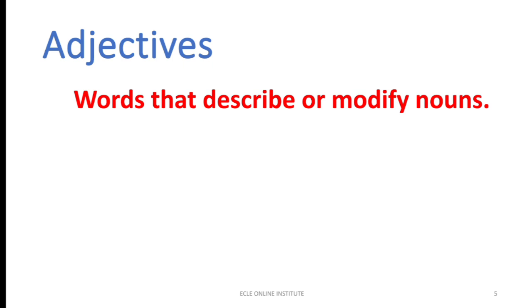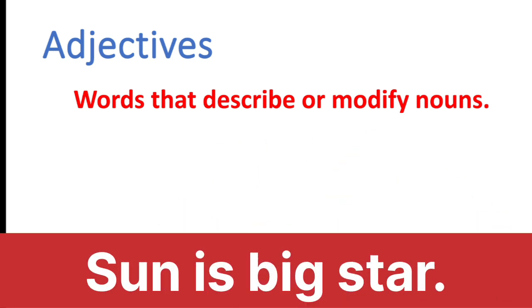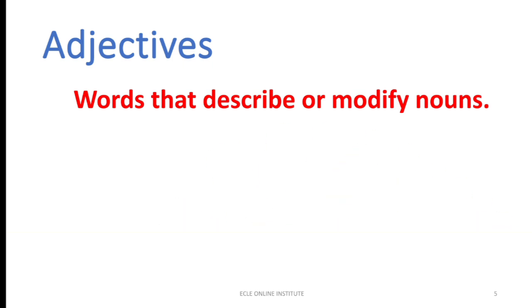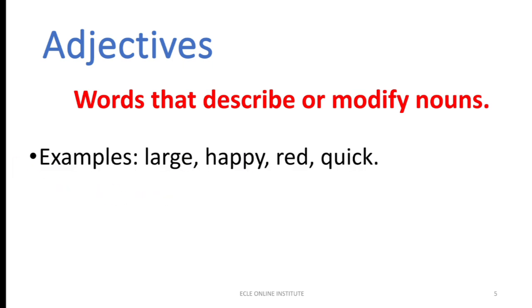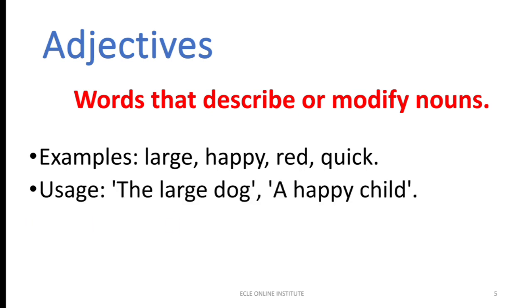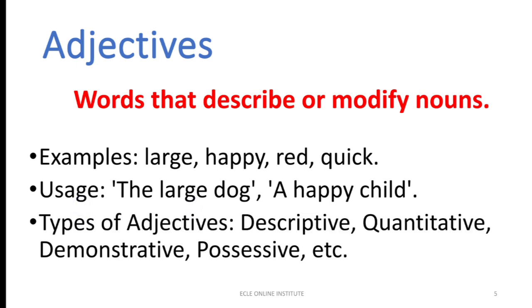For example, sun. Sun is a noun. What can we say? The sun is a big star. So big is the adjective. For example, we are taking words like large, happy, red, and quick, as in the large dog, a happy child. Types of adjectives are descriptive, quantitative, demonstrative, and possessive adjective. We can use them like that.